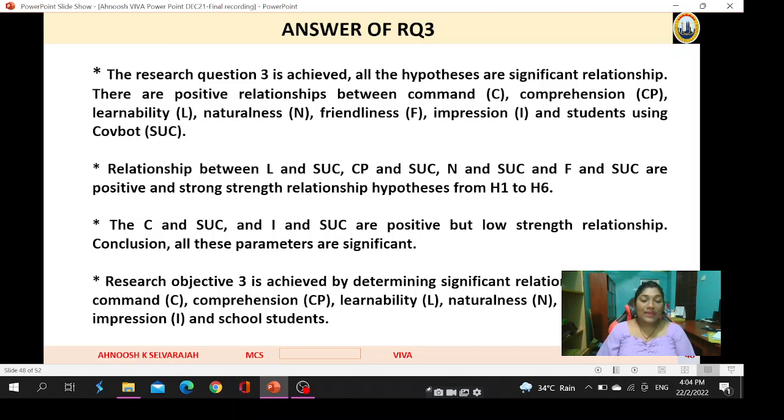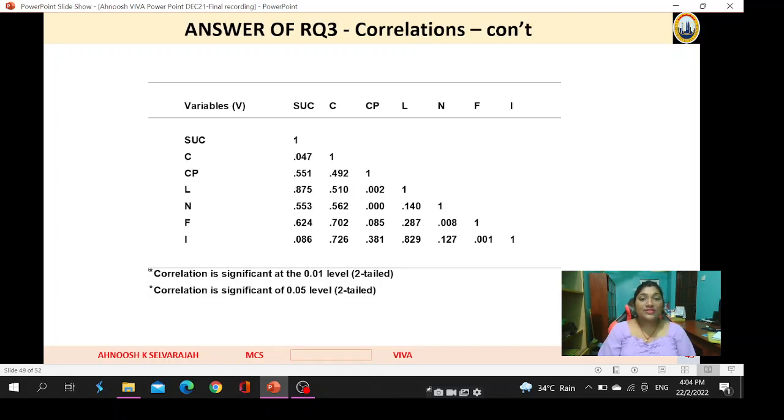Conclusion, all the parameters are significant. So research objective 3 is achieved by determining the significant relationship between the parameters and school students. So this is the result and answer for research question 3. You can see all the variables have a positive relationship with SUC. All of these are 0.5 and above, and it is two-tailed.